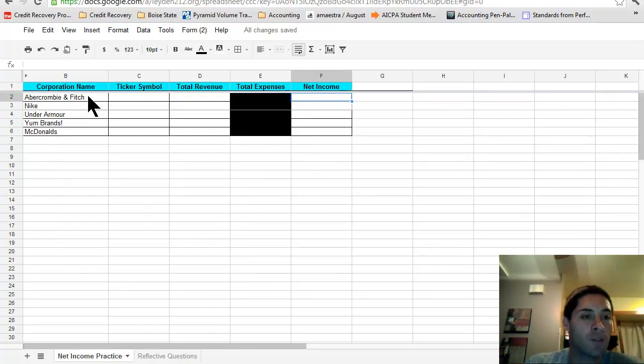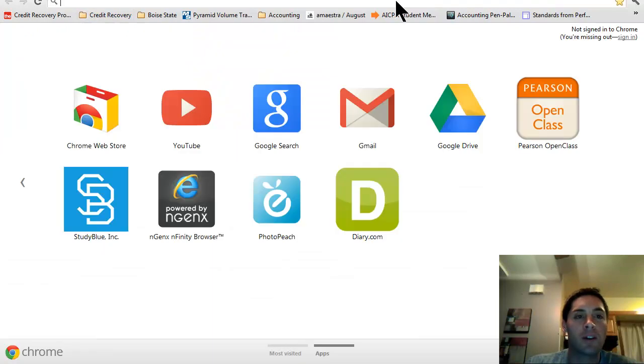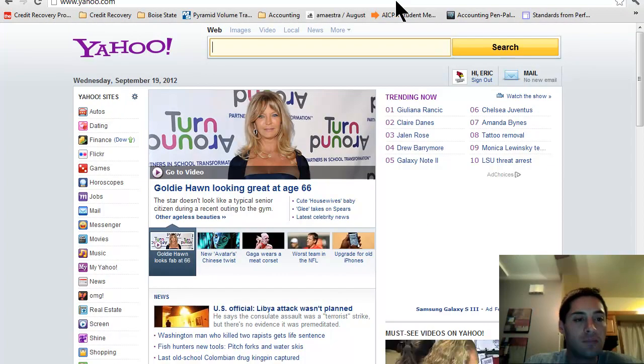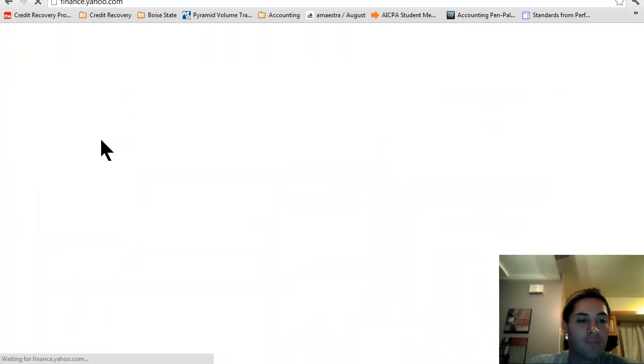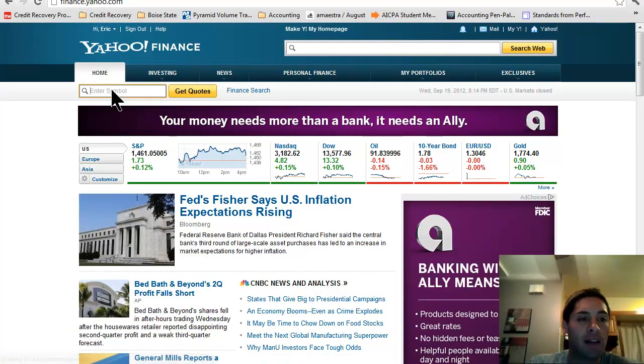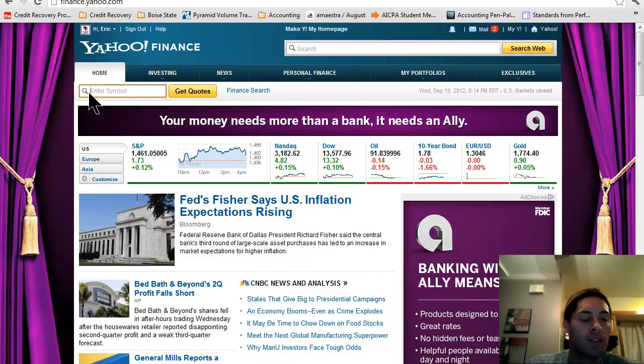Okay, now I'm going to do the first one for you. The company is Abercrombie & Fitch. So the first thing we're going to do is go to yahoo.com, and when you get there, you're going to go to the finance link. And the very first box here in the upper left says get quote. And then you see here it says enter symbol. All they're asking for there is what that company's ticker symbol is. Well, we don't know it, right? So let's search for it.